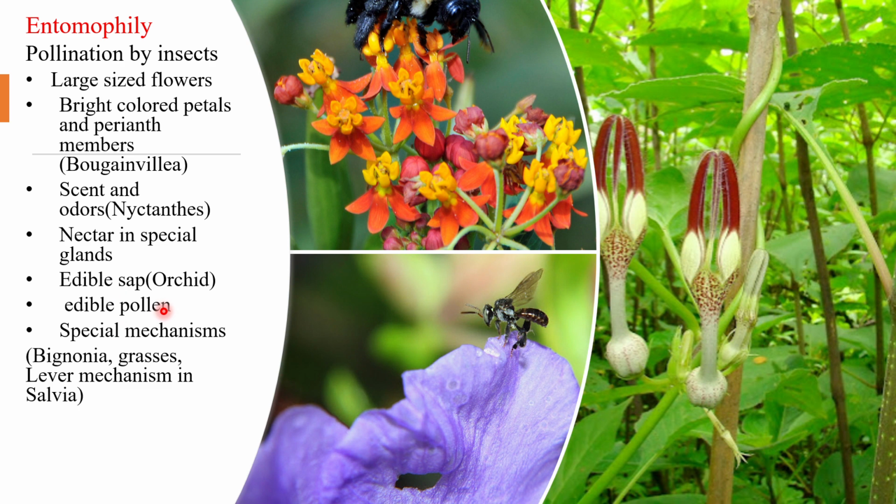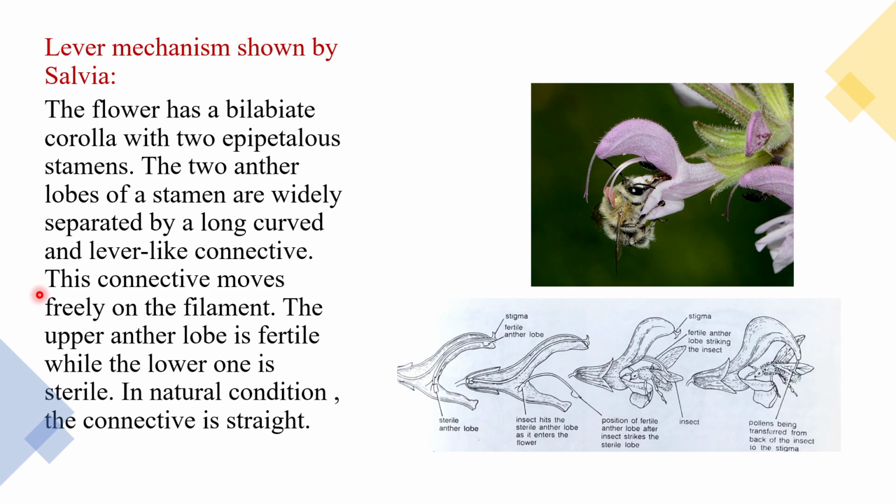Bees often visit flowers to collect wax and pollen to build combs. And special mechanisms are also found in this process, as we find in bignonia, the irritability of anthers and stigma to touch, and in versatile stamens found in grasses, and the lever mechanism in salvia. In this video, I will show how the lever mechanism is shown by salvia, and it is very important.